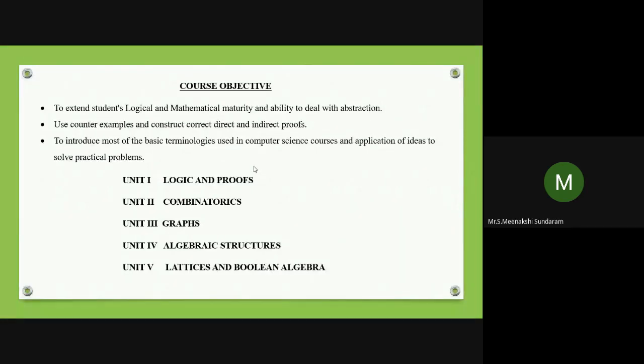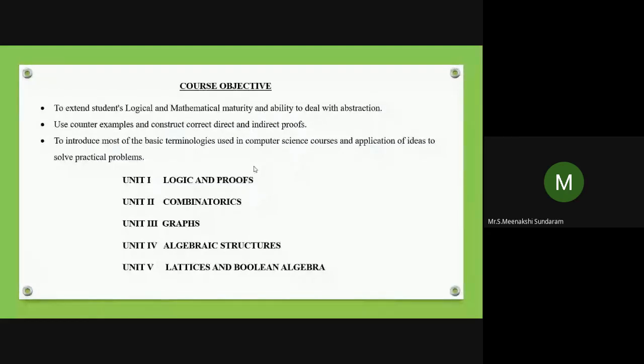And unit 3, graphs. Graphs like vertex, edge, and so on. Graphs will come, isomorphic graphs, and so on. And unit 4, algebraic structures. You can study more algebraic structures in your fifth semester. Here we are going to mainly cover groups. You have already studied groups in plus two: closure property, associative, identity, inverse, and so on. The same things you are going to see in unit 4.